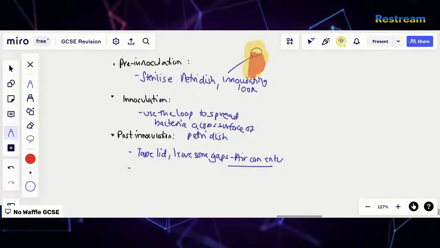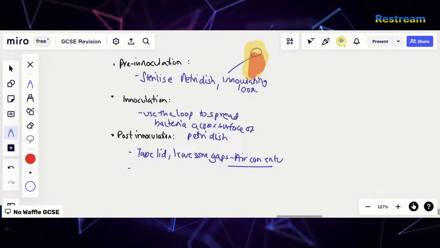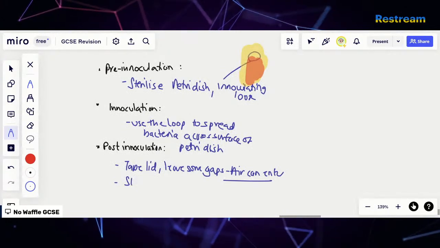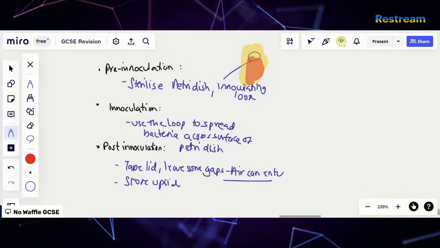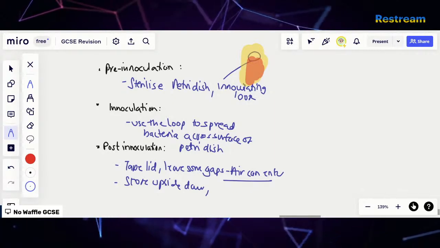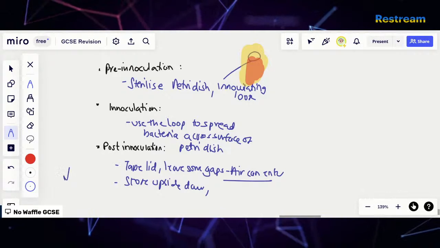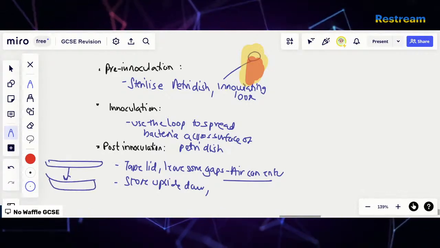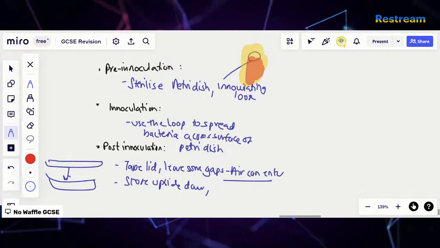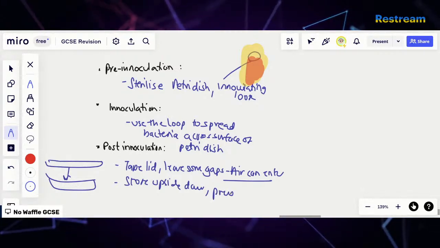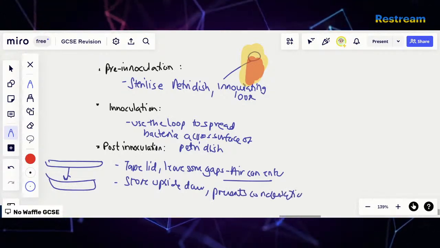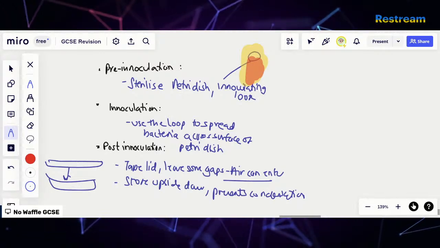Another thing that we do is we turn it upside down. So when we're storing the Petri dish, we store it upside down. The reason why we store it upside down is so that if there's any humidity or wetness, it doesn't drop down onto the dish. So any condensation: instead of the condensation dropping down, if you turn it over, then it can't drop down, it will stay on the surface. So it prevents condensation from messing up the process.